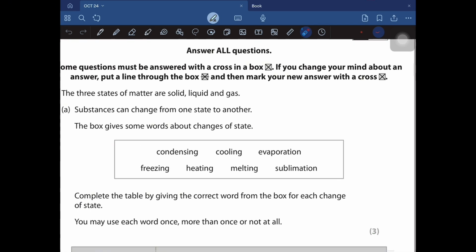Question number 1. The three states of matter are solid, liquid, and gas. Substances can change from one state to another. The box includes some words about changes of state. Complete the table by giving the correct word from the box for each change of state. You may use each word once, more than once, or not at all.